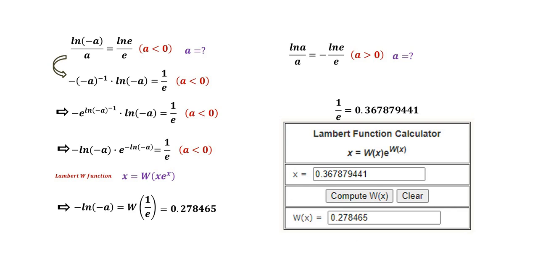Then a is equal to negative e to the power of this value, and it is equal to negative 0.757. So we got the solution of this equation when a is negative. Analogously, for this equation, we use the same strategy, same approach, and we can get A is equal to 0.757. So this is the solution of this equation when A is positive.